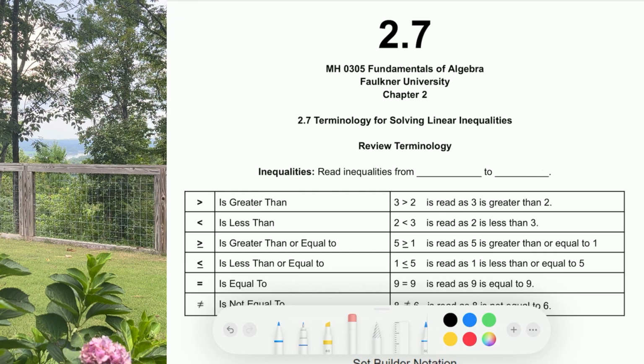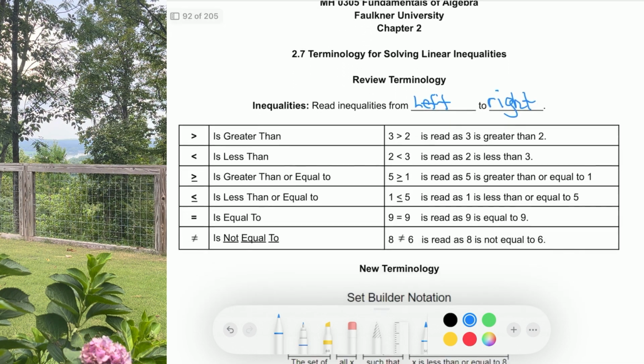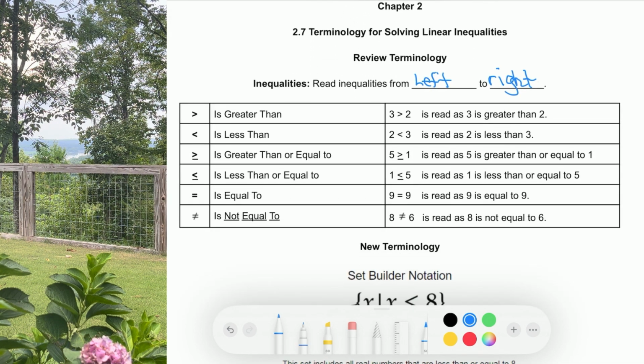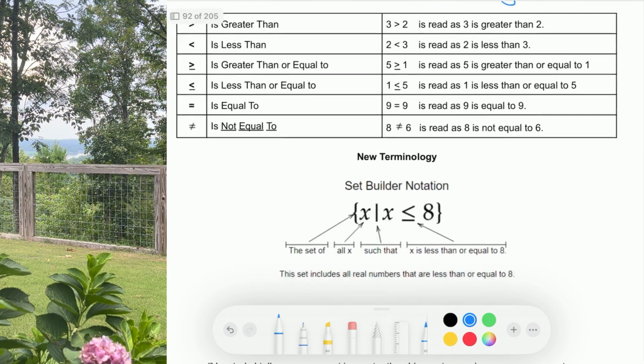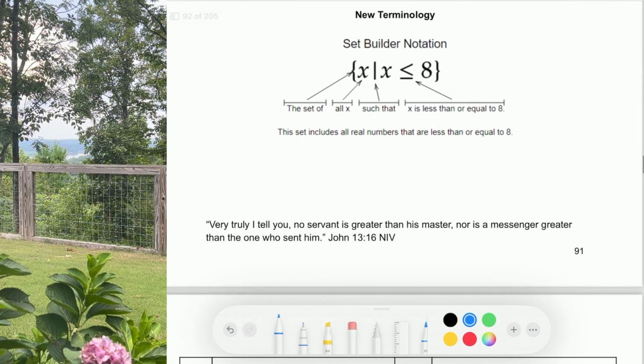Welcome back, students. We'll be looking at section 2.7, terminology for solving linear inequalities. So remember, for inequalities, we read inequalities from left to right. And we had this chart right here in a previous section when we first started learning about inequalities. I'm not going to go through this again. I just wanted to have it on the page for you so you had it as a frame of reference to review as you're going through this section.